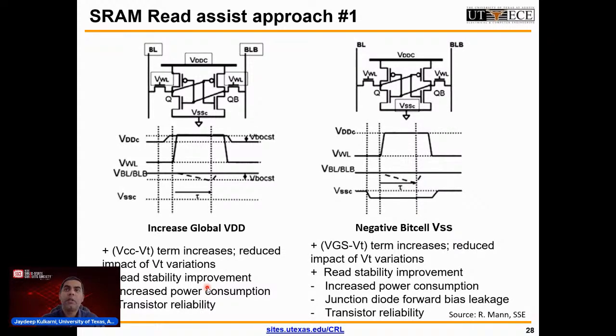The other approach is we can increase the separation between the supply and ground of the cross-coupled inverter pair by intentionally lowering the ground voltage of the pull-down NMOS devices. So that is the negative bit cell VSS. And that provides us the read stability improvement. But for both of these approaches, we have to be careful about the transistor reliability, because at very high voltage, we cannot boost the voltage above the reliability limits of these nanoscale transistors.